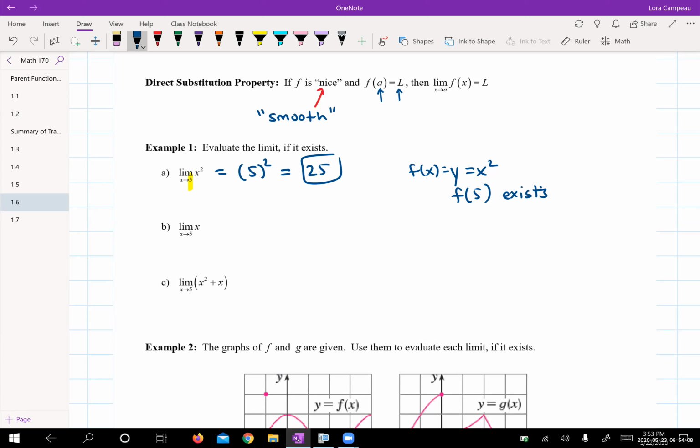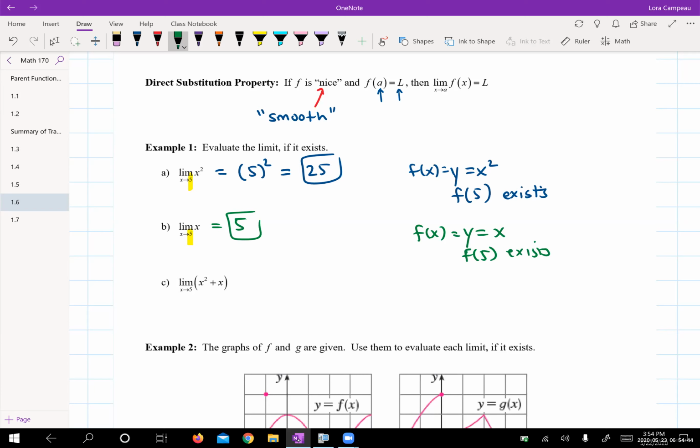Now, same story, with some of our popular functions: if we have f of x equals x, that's also a nice, smooth, linear function. We do know that f of 5 exists there. So we can take that 5 and plug it directly into our function itself, which means all we have to do is write the 5, and we have our limit. And so in part C, you get a little bit more complication.